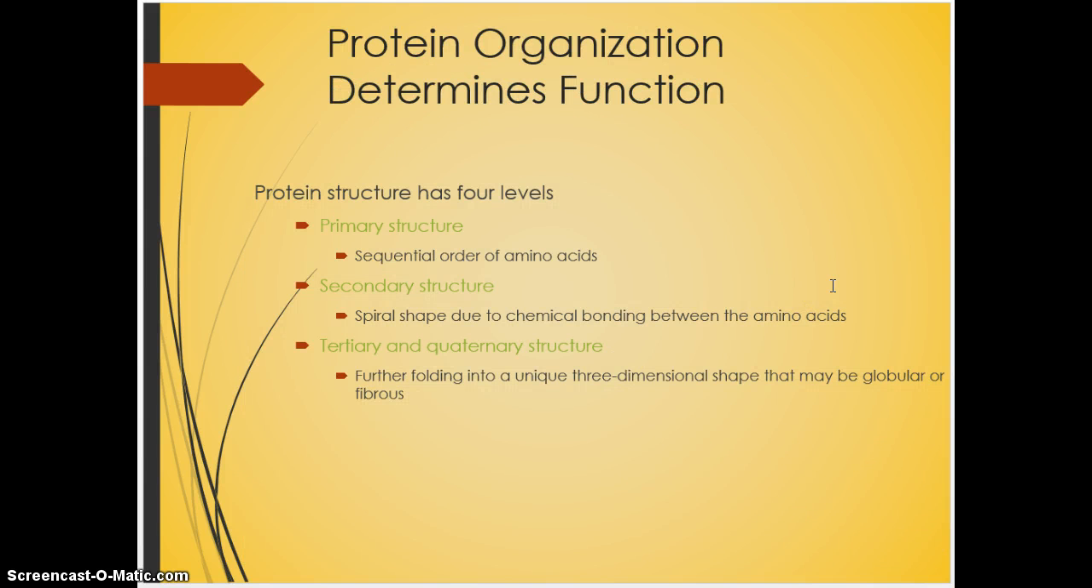So what is the organization of proteins, and how does protein function become determined? Well, proteins have four levels of structure. The primary structure is the sequential order of amino acids. The secondary structure is the spiral shape that's due to the hydrogen bonding and the sulfur bonding. And then you have your tertiary structure and quaternary structure, which we'll look at in a moment. The tertiary structure, you can think of as the unique three-dimensional shape of the protein, a globular or fibrous structure. And the quaternary structure is the assembly of these subunits from the tertiary structure into another higher level of structure.